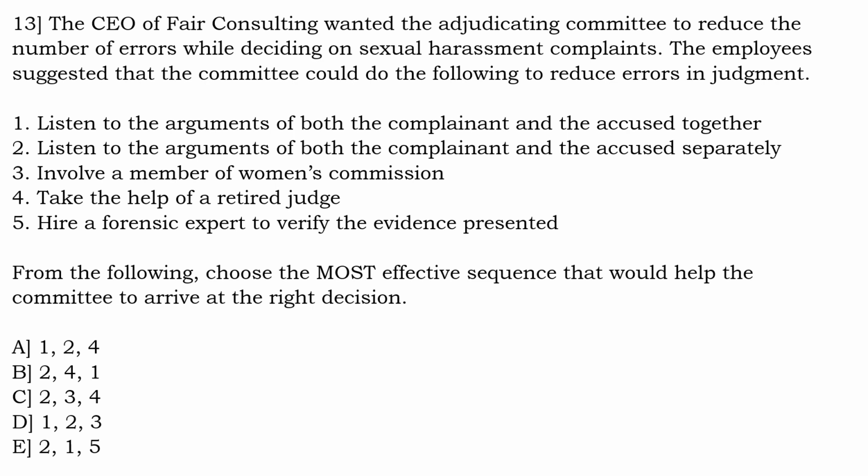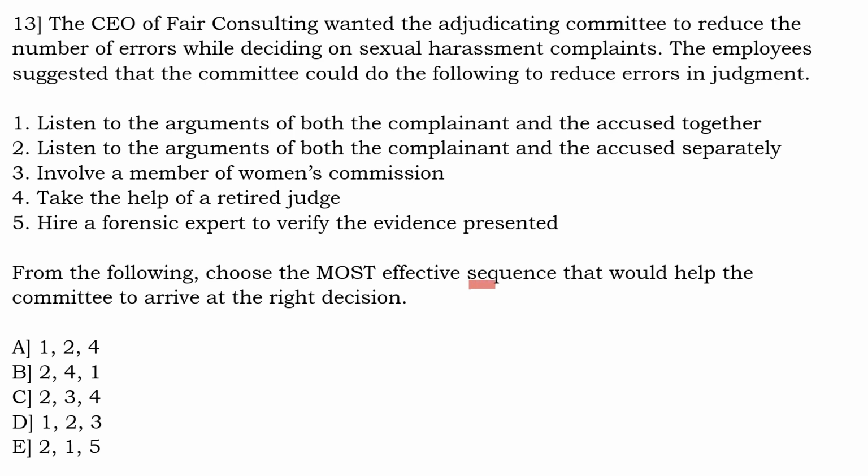Here, the CEO of the company wanted to reduce the errors the committee is making while deciding on the complaints. It means that the CEO wanted everything to be done fairly, without any kind of bias towards any person. So, in order to reduce the errors that the committee is likely to make while deciding on the complaints, he invited suggestions from the employees, and the employees gave 5 suggestions, out of which your task is to find the effective sequence. So here the word sequence assumes a lot of importance.